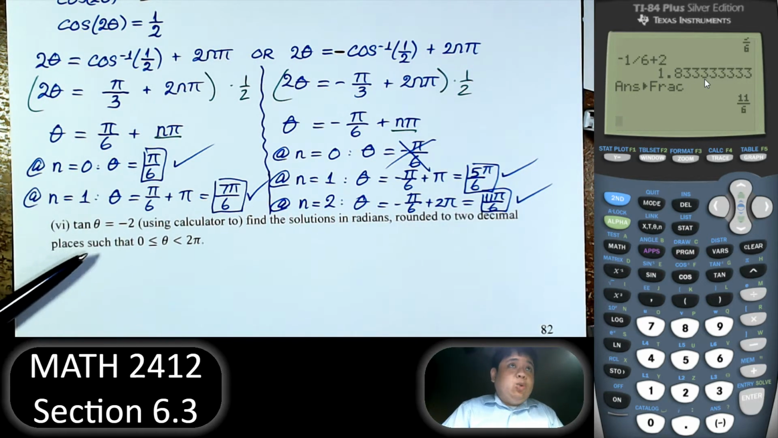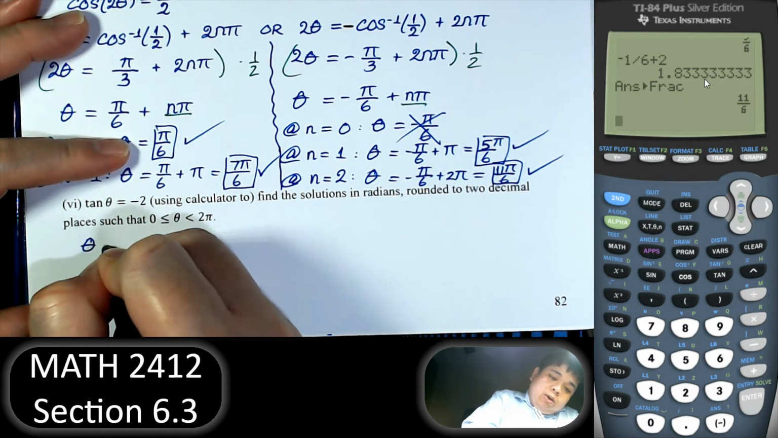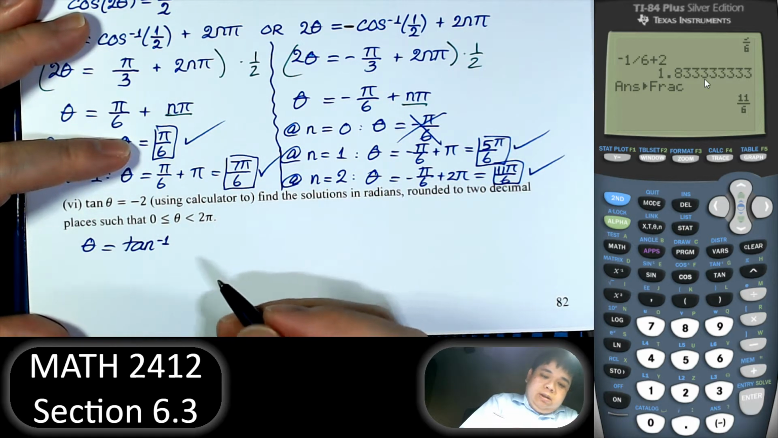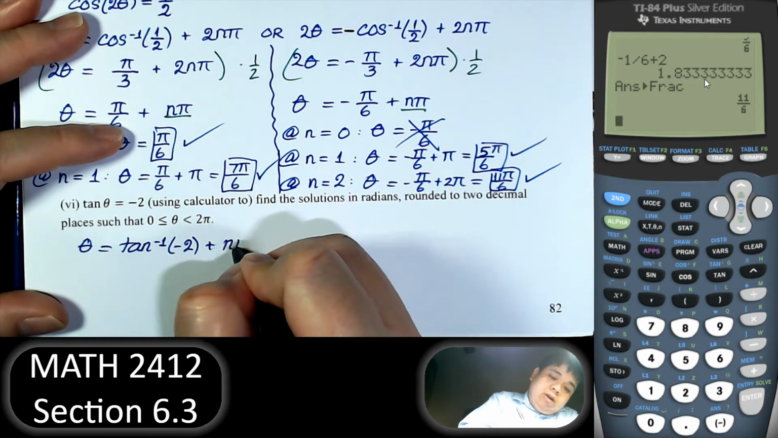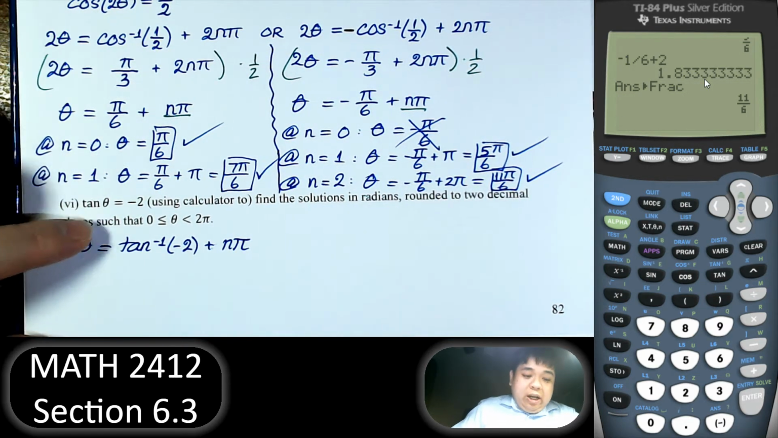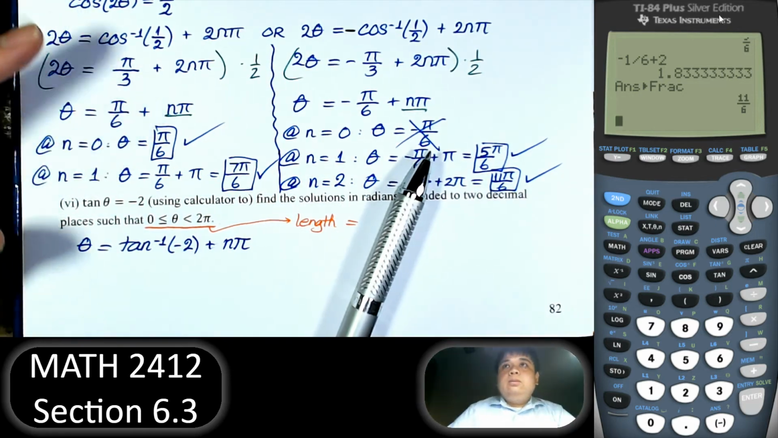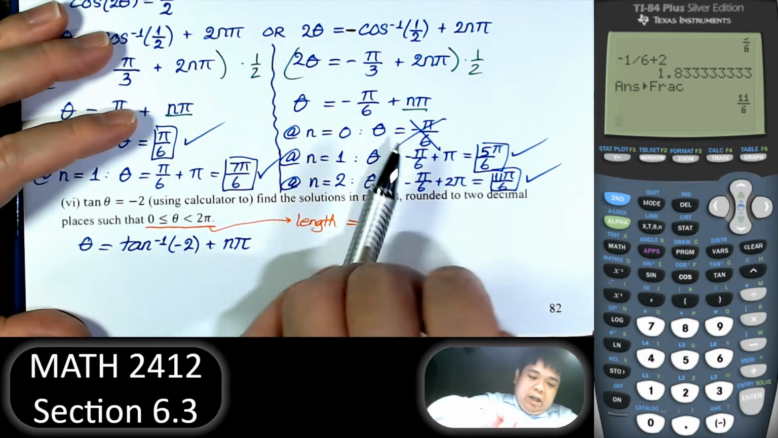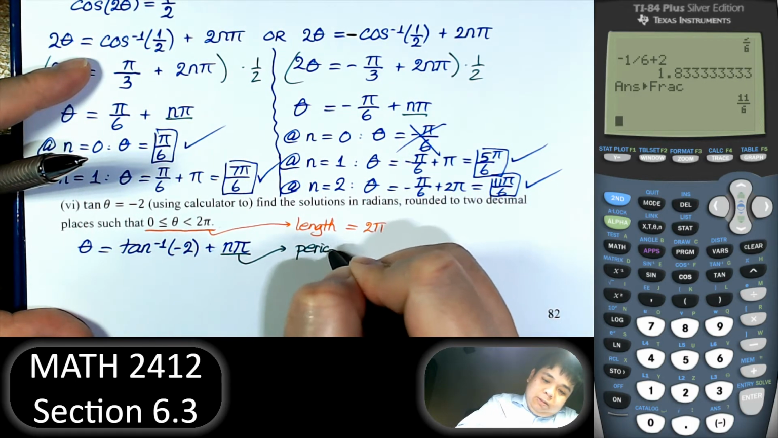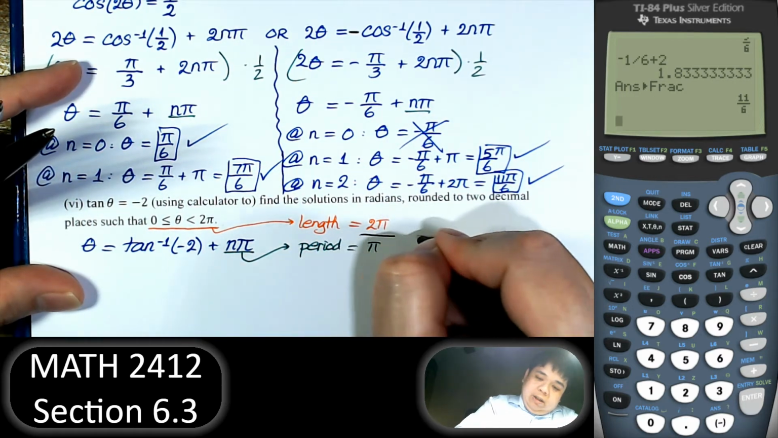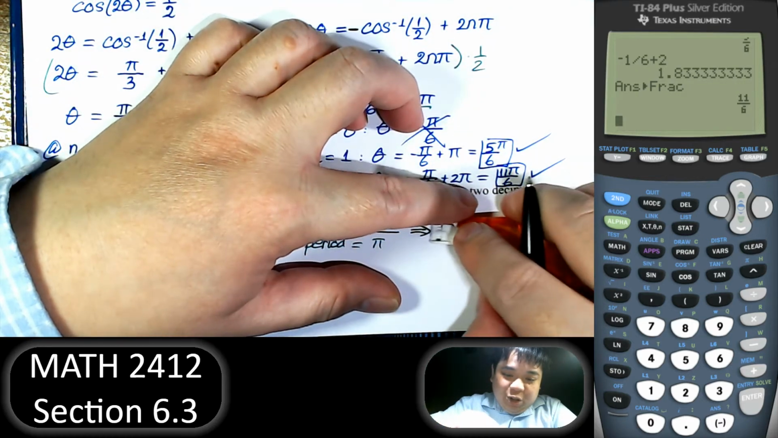Right, next we have tangent of theta equal to negative 2. How many of those solutions do we have between 0 and 2 pi? Now we solve for that. So in this case, theta equal to tangent inverse of negative 2. For tangent, there will be no supplement, no opposite, just plus n pi. And once again, the length is equal to 2 pi. The period is pi. Meaning if we divide them, 2 pi divided by pi is 2.